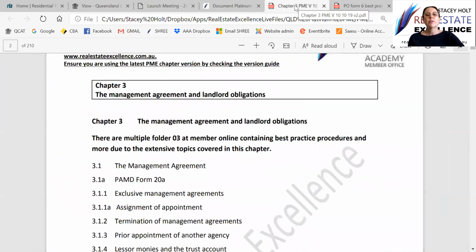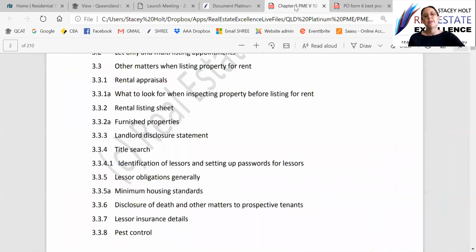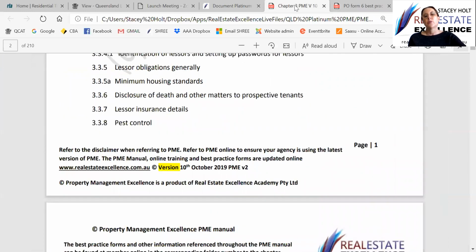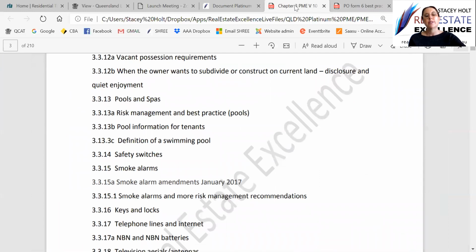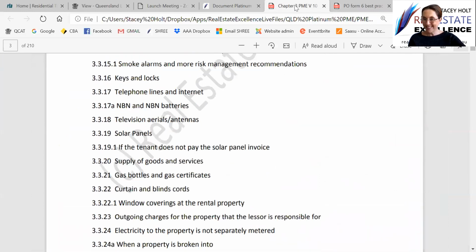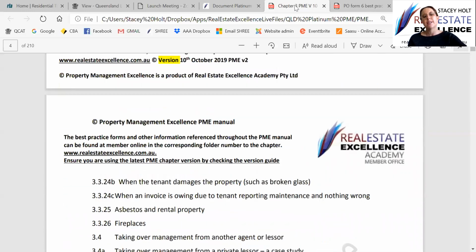Now, a couple of things I just wanted to remind you of, and I'm just changing my screen to look at the folder chapter 3 of the PME system. I'm just scrolling through quickly to get to the contents. There's a heap there: self-development, self-training, you name it, it's available.